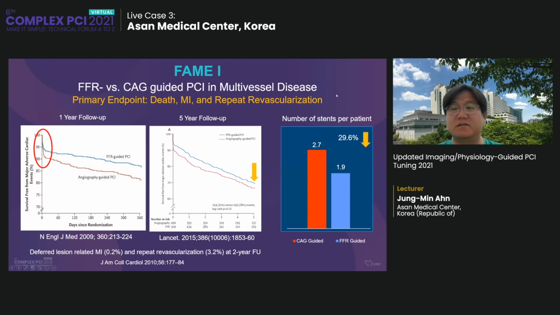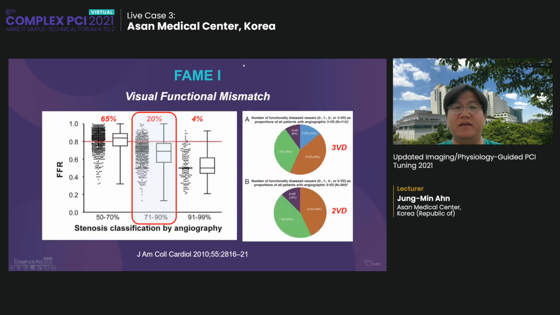in the multivessel disease population. A more important thing is visual functional mismatching. For diameter stenosis between 50-70%, FFR more than 0.80 is 65%. I think this is very important. For 72 to 90%, 20% of lesions have FFR more than 0.80. So in angiographically triple vessel disease, true physiological triple vessel disease is only 14%, and 9% of patients have physiologically normal coronary arteries. This is a very important concept. I will discuss later about the FAME 3 trial.